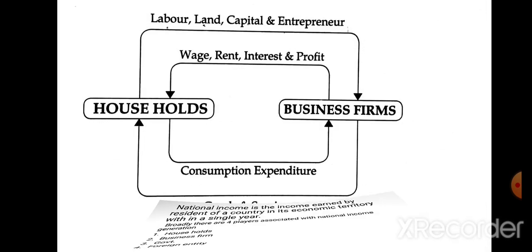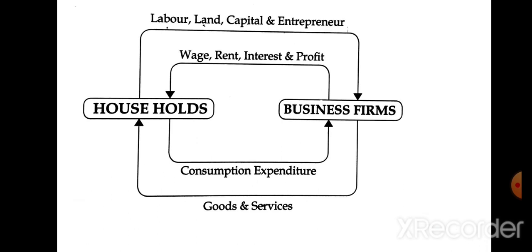Now we shall learn methods of calculating national income. First method is expenditure method, second income, third production method. Now with the help of this diagram, we shall learn how this income is calculated. Look in the upper part of the diagram.